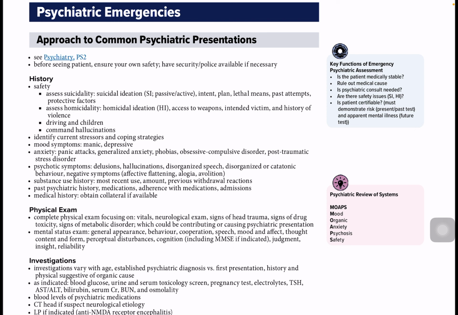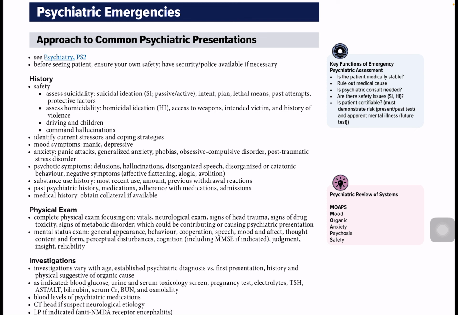Also, you need to check if the patient is medically stable or not. Right. So history, safety is first. Your safety, your patient safety. Okay. So your safety is first, and then your patient safety. You have to assess suicidality, suicidal ideation, passive or active. Passive means the patient was thinking that he should not be alive. But active is like he has a plan and he wants to kill himself right away. He has a gun in hand, so that's an active suicidal ideation. Intent, plan, lethal means, past attempts, protective factors.